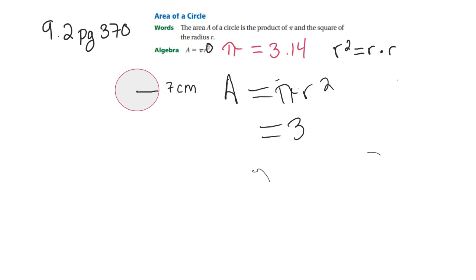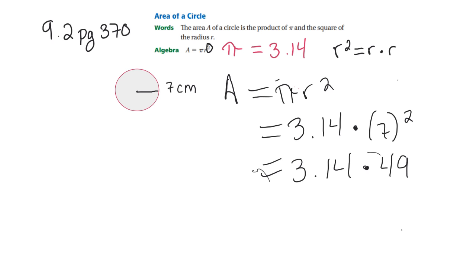So 3.14 times our r, which is 7 squared. And remember that squared just means you multiply it by itself. So 7 times 7 is 49. So 3.14 times 49 would be our answer, and we would get about 154 centimeters. There you go. Centimeters squared, actually.